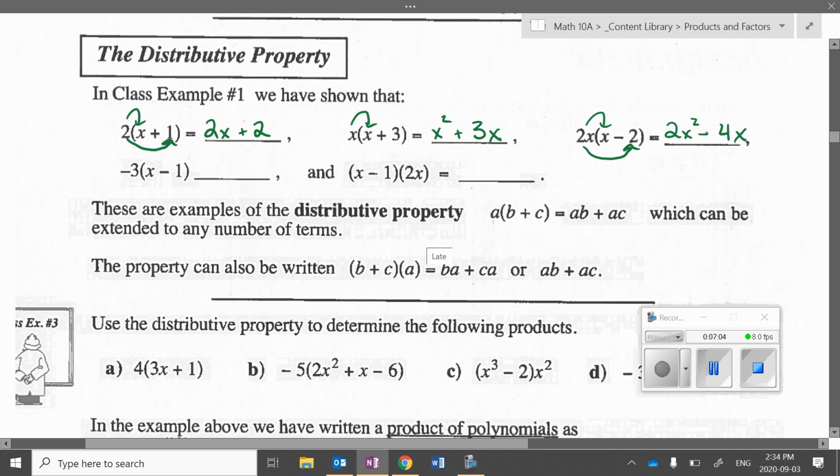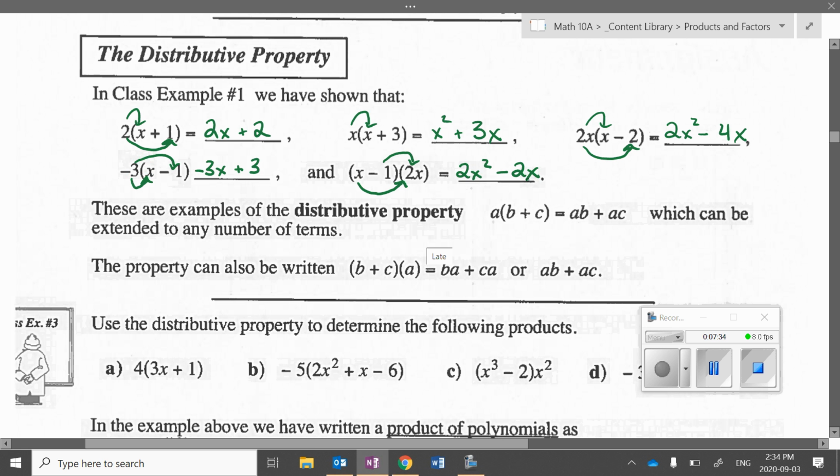I mean, not a lot, but a little bit trickier. Negative 3 times x gives us negative 3x. A negative times a negative makes this a positive 3. Very small thing, easy to make a mistake on. This next one, they wrote it in a different order, but it's still the same idea. x times 2x gives us 2x squared. Minus 1 times 2x gives us a minus 2x.